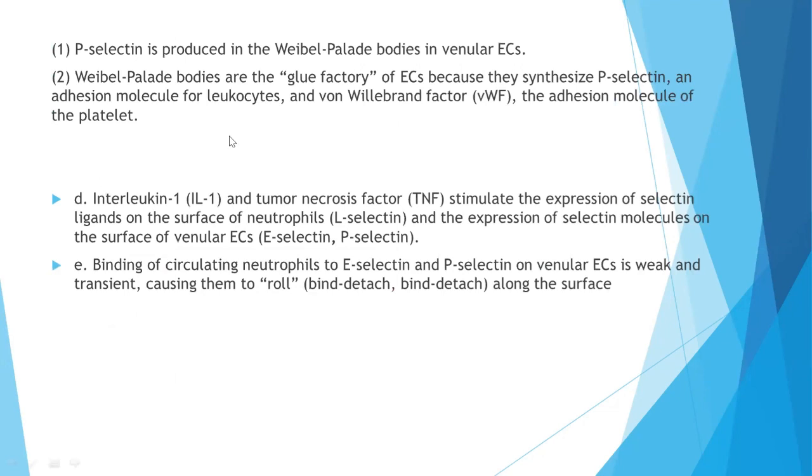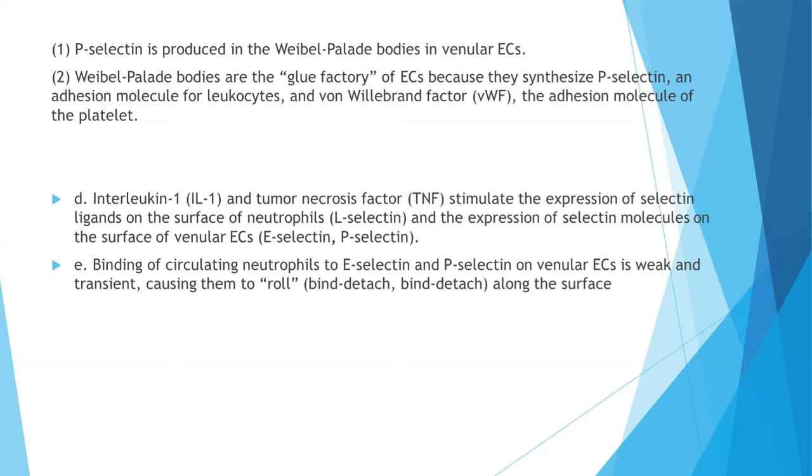The P-selectin is produced in the Weibel-Palade bodies in the venular endothelial cell. Now, these Weibel-Palade bodies are the glue factors of the endothelial cells because they synthesize the P-selectin, which is an adhesion molecule for leukocytes, and von Willebrand factor, the adhesion molecule of the platelet. Interleukin-1 and tumor necrosis factor stimulate the expression of selectin ligands on the surface of neutrophils and the expression of selectin molecules on the surface of venules.